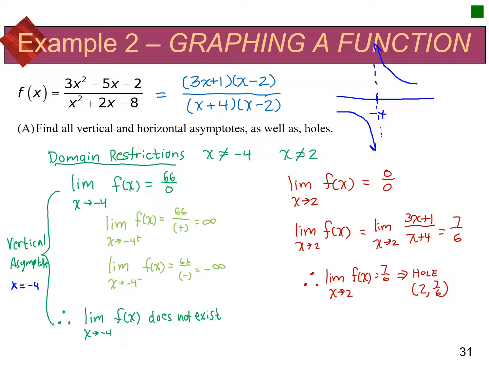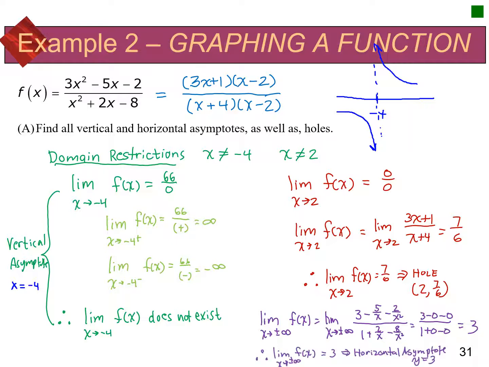So there's my hole. And then as far as the horizontal asymptotes go, as x approaches either infinity or negative infinity, what you see there is I've taken the numerator and denominator and divided by the highest power of x, which is x squared. I evaluated it, all those things over an x squared become 0, so I get 3. So y equals 3 is the horizontal asymptote.